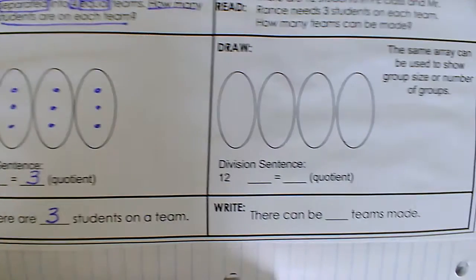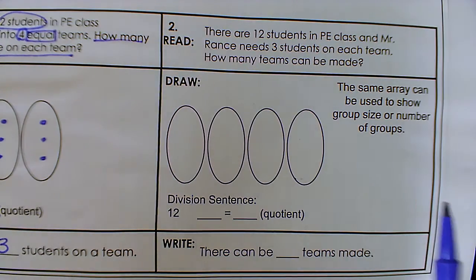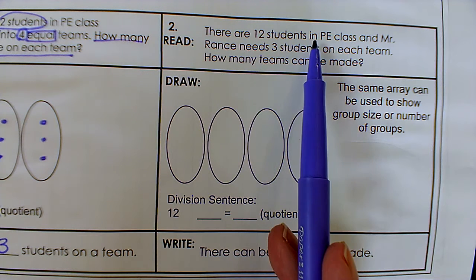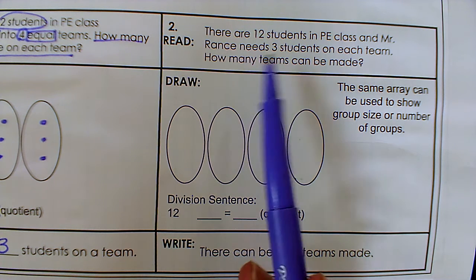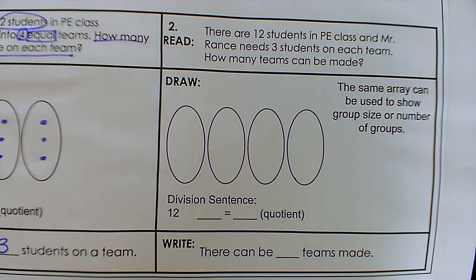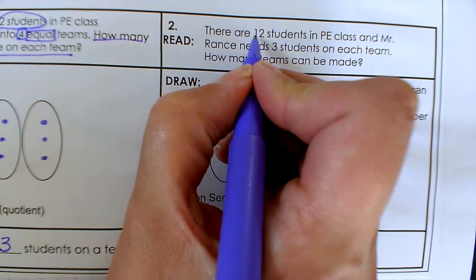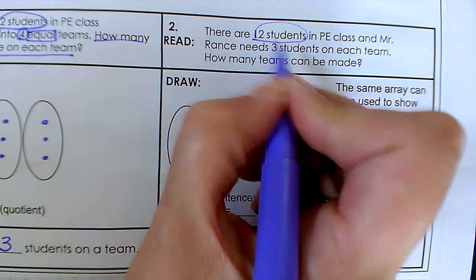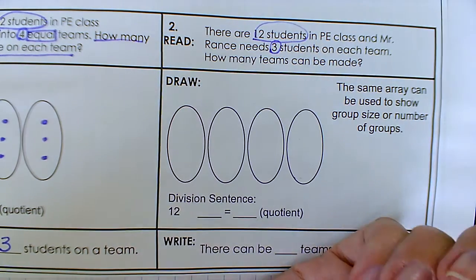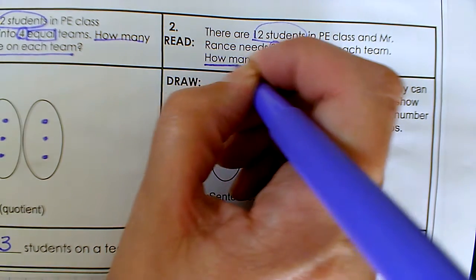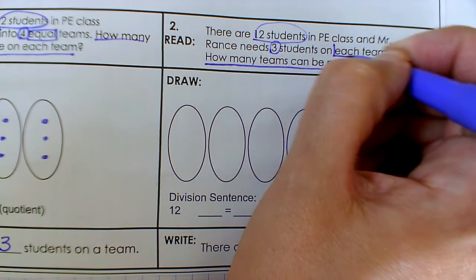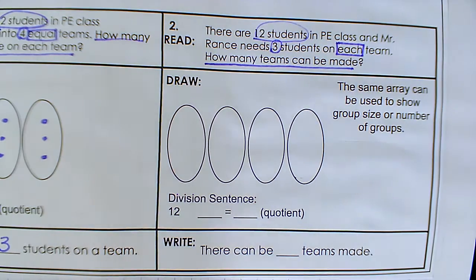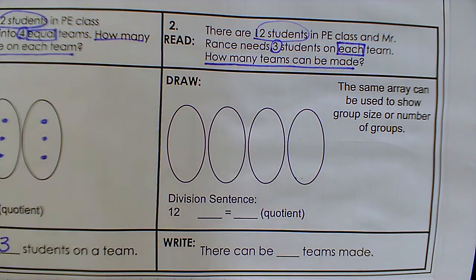Now we're going to look at that same problem. So let's read it and make sure it's the same. There are 12 students in PE class, and Mr. Rance needs 3 students on each team. How many teams can be made? Okay. Now, it's just a little bit different. So let's circle again. 12 students, 3 students on each team this time. My question, how many teams can be made? And my clue word is each, because that's important. That tells me I am going to divide.